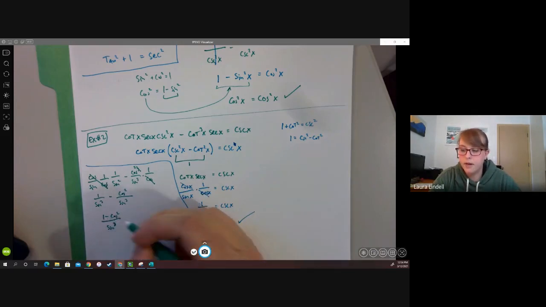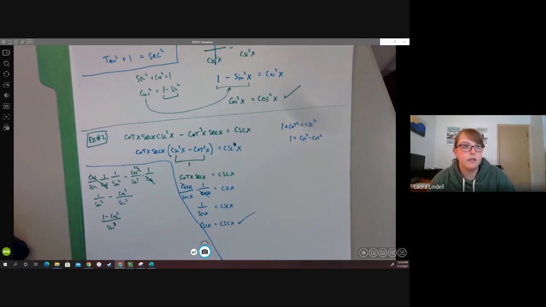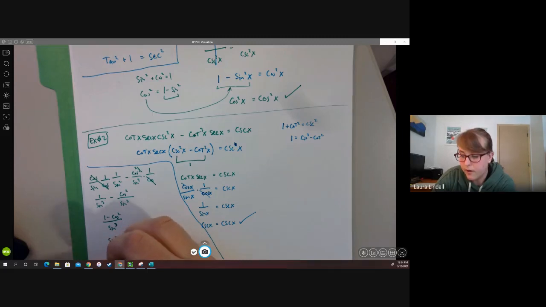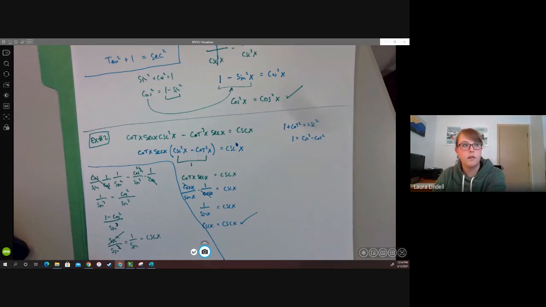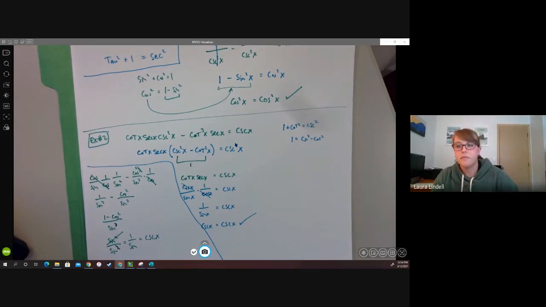And then 1 minus cosine squared is equal to sine squared, because that's from our Pythagorean identity. So you could replace it with sine squared. So you'd have sine squared over sine cubed. And then 2 of your sines up here cancel with 2 of them down here, and you're left with 1 over sine, which is cosecant. Well, that was kind of fun.